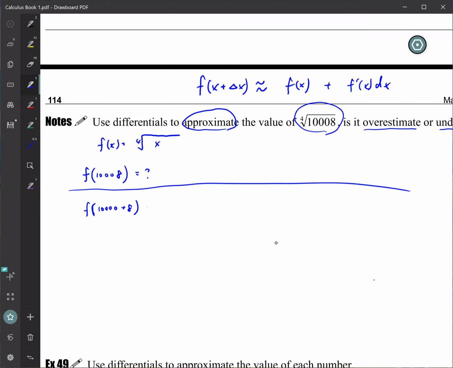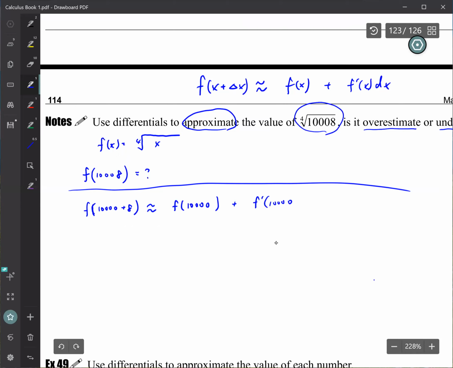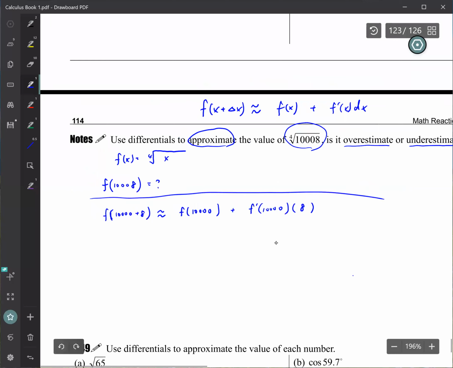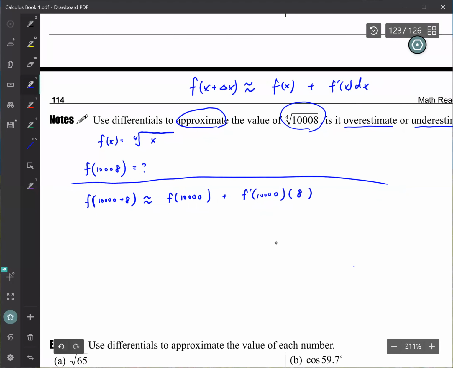Then it will be close to f of 10,000, right? I'm just following the formula, plus f prime of 10,000 times dx. What's the dx here? 8? Yes, dx is same as delta x. Okay, and remember Carrie was asking that, I asked Carrie about it, right? So delta x and dx is the same thing.